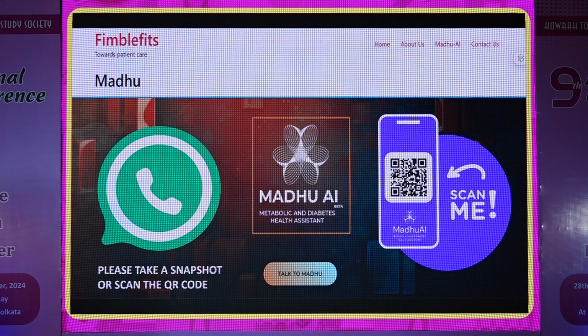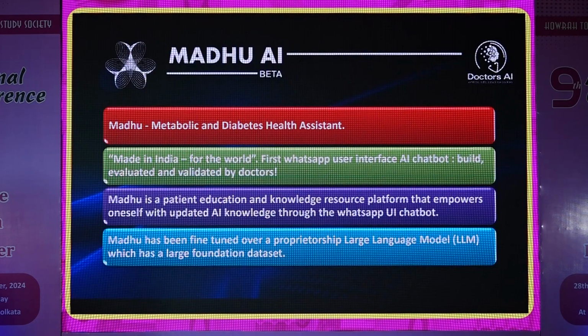So what you need to do now is scan the QR code. You will get straight away access to our website for Madhu, fimblefits.com. And then as you go there, you have to just tap on something called Talk to Madhu, and I will show you how you can use it.